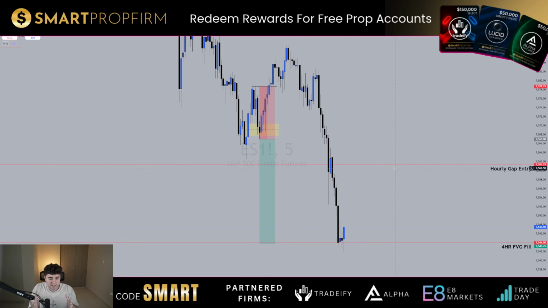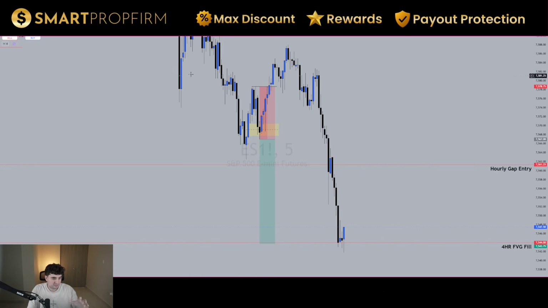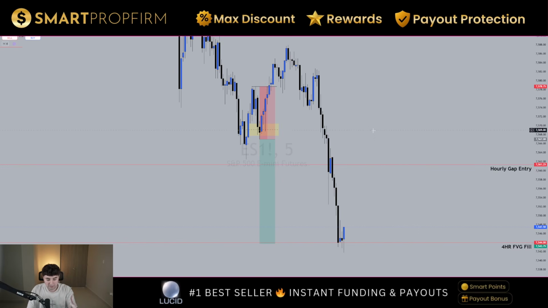We took a trade in conditions which were not good. We should have ideally sat out and not taken a trade. That was best case scenario. So that's pretty much it for the short.